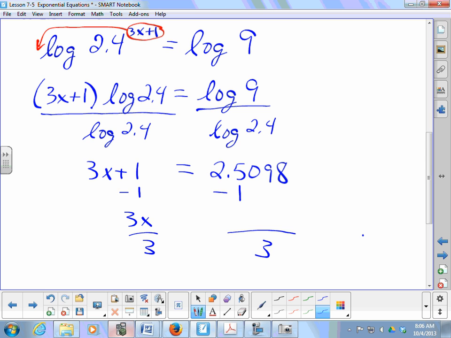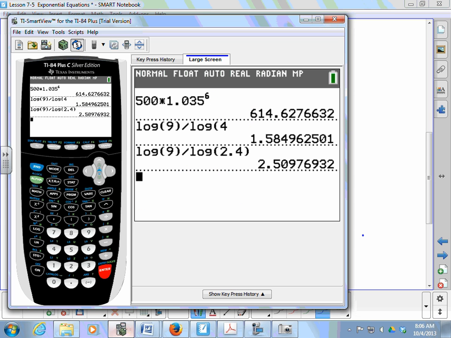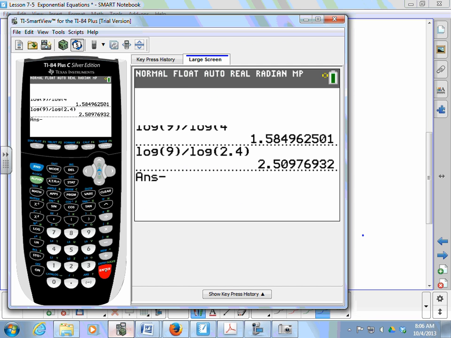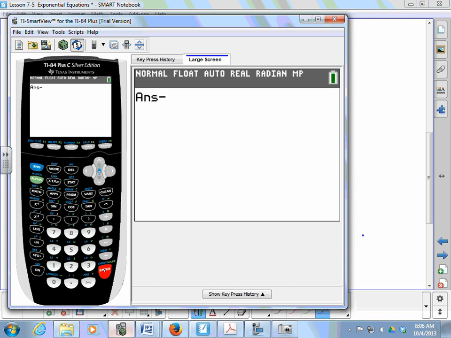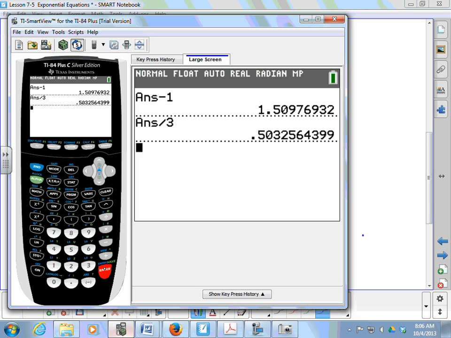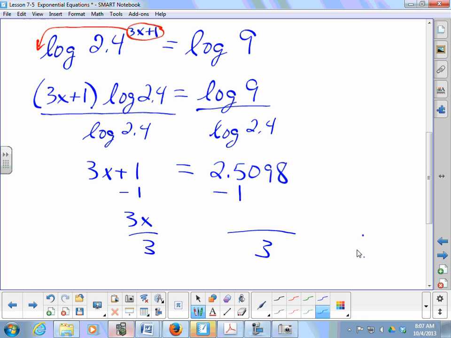With my calculator, I can finish that by just subtracting 1, and then dividing by 3. By doing this without rounding anywhere with my calculator, I'm maintaining the complete accuracy of my answer at least until I get to the end. And then I can round it when I'm finally done. So my answer here is going to be approximately 0.5.